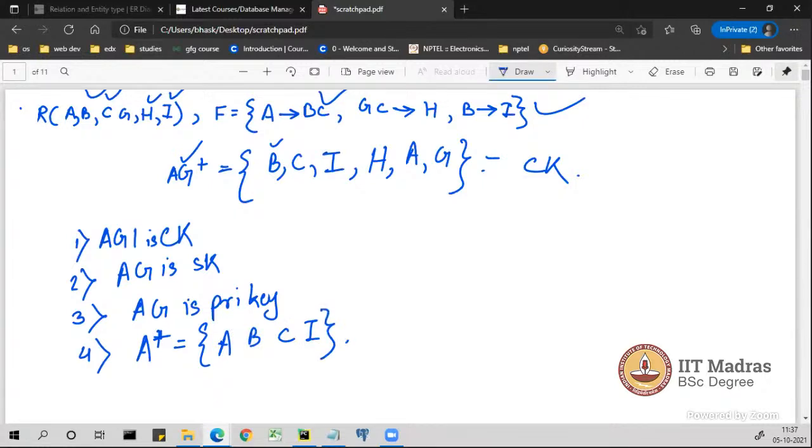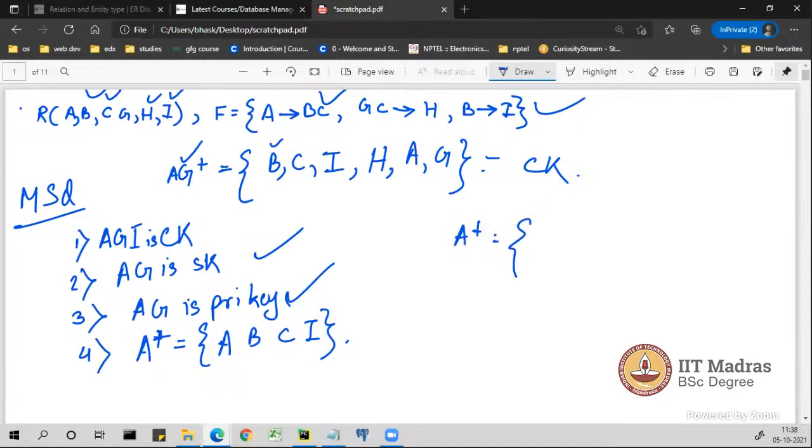I want one of you to unmute yourself and tell me. It can have multiple options correct. It is an MSQ. This is AGI. So AG is a primary key and super key. Very good. And A plus. What is A plus? Tell me.